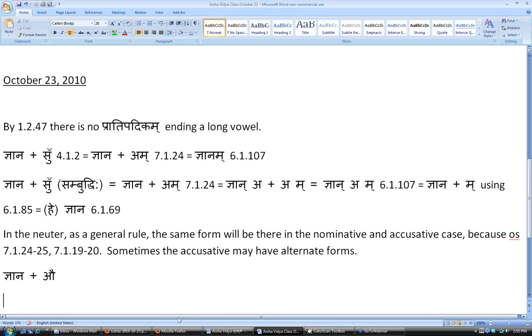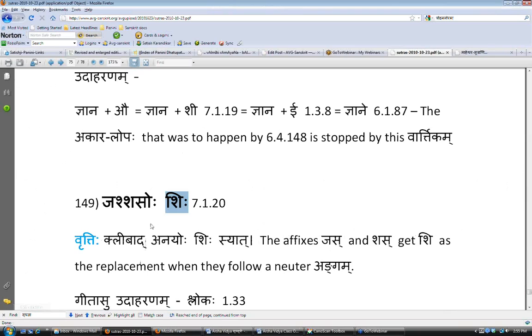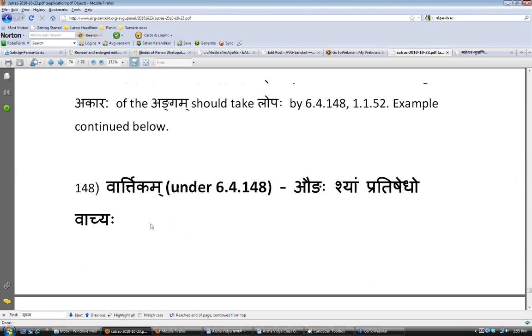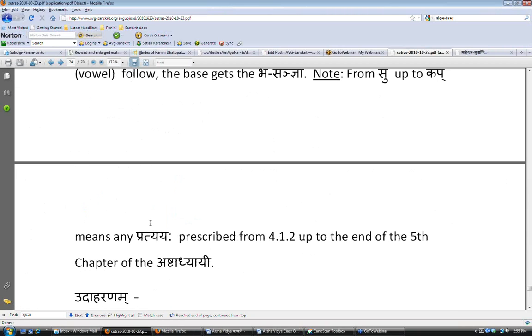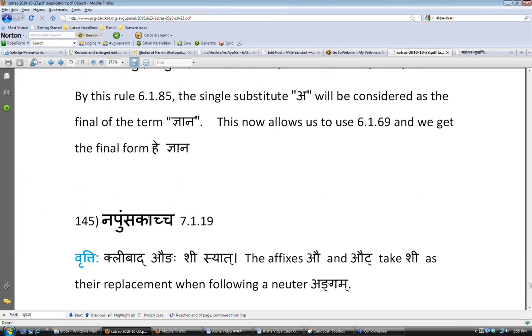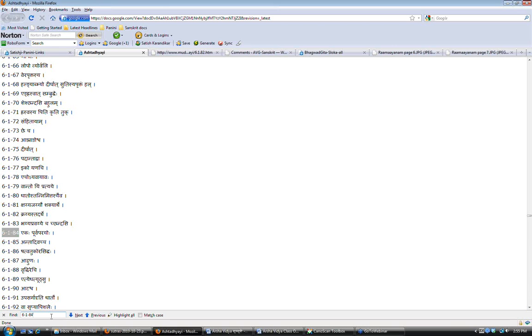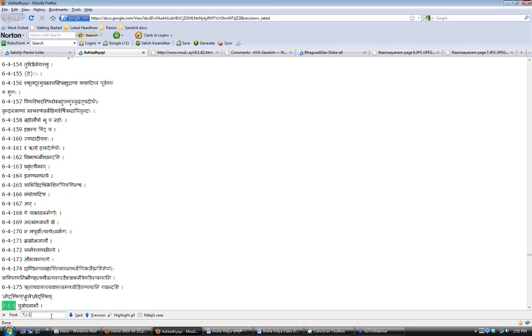Jnana plus Au. See what we can do now. Okay, so there the sutram is Napumsakacha. Let's not lose sight of the Ashtadhyayi order. We go to 7.1.19 in the Ashtadhyayi. Look at where the Anuvritti is coming from.